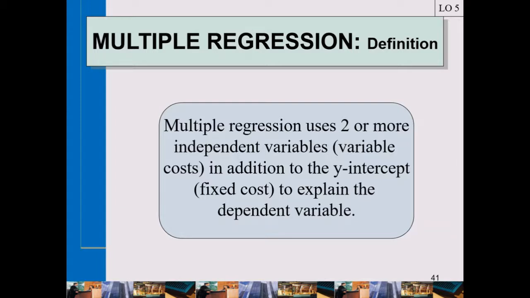Now, again, here the multiple regression becomes more difficult, so it is done in your Excel. Just know that you make use of multiple regression when you are already dealing with 2 or more independent variables that affect your dependent variable.